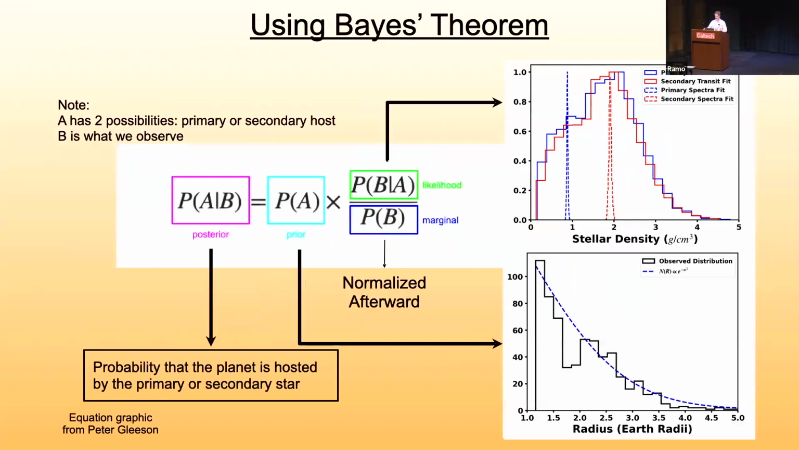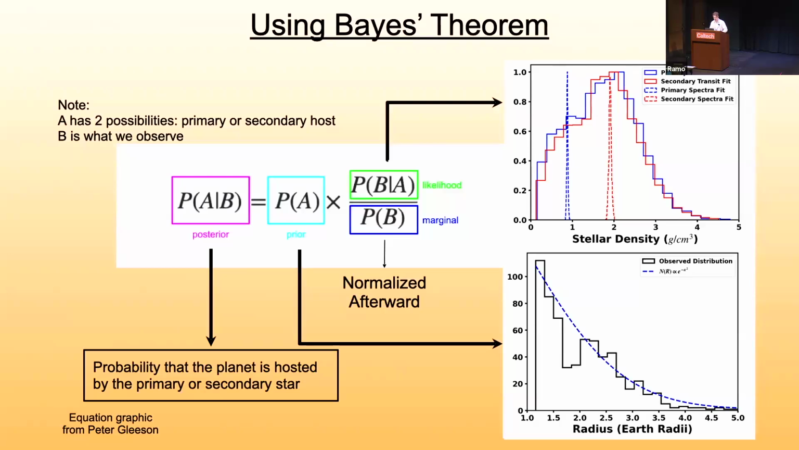So in order to handle that, we've been using Bayes' theorem. If you are not familiar, the basic idea is we've got what's called the Bayesian likelihood, which is essentially I can multiply those red histograms together and multiply the blue histograms together and normalize them such that I get some probability. But we can also add more information. We already know other things about the demographics of exoplanets, and so we can incorporate that into our analysis. You multiply them together, and then there's this marginal that we can't calculate, but it's just a normalization factor afterwards anyways. So what we end up with is a posterior probability that the planet is hosted by the primary or secondary star.